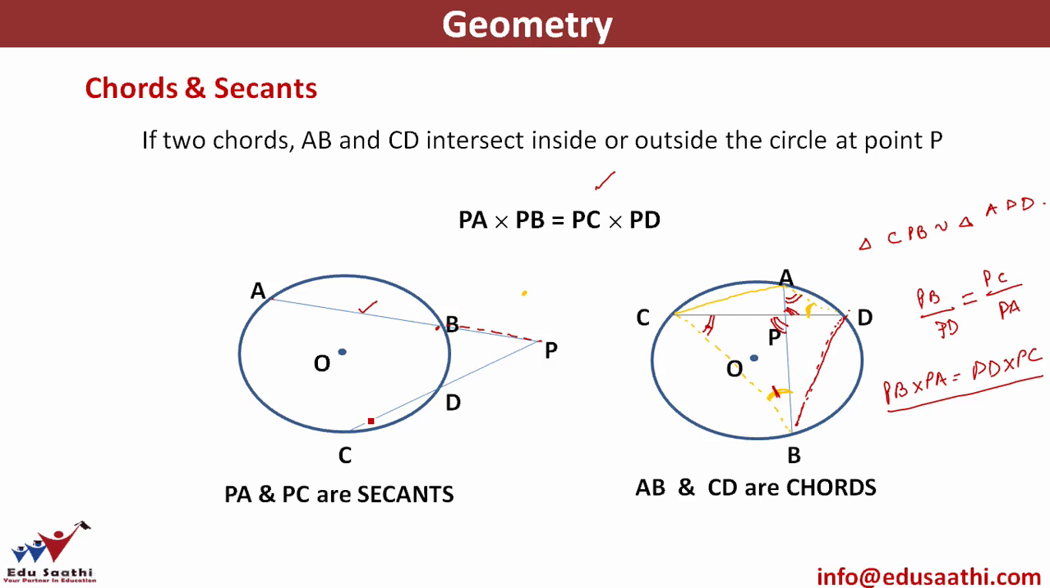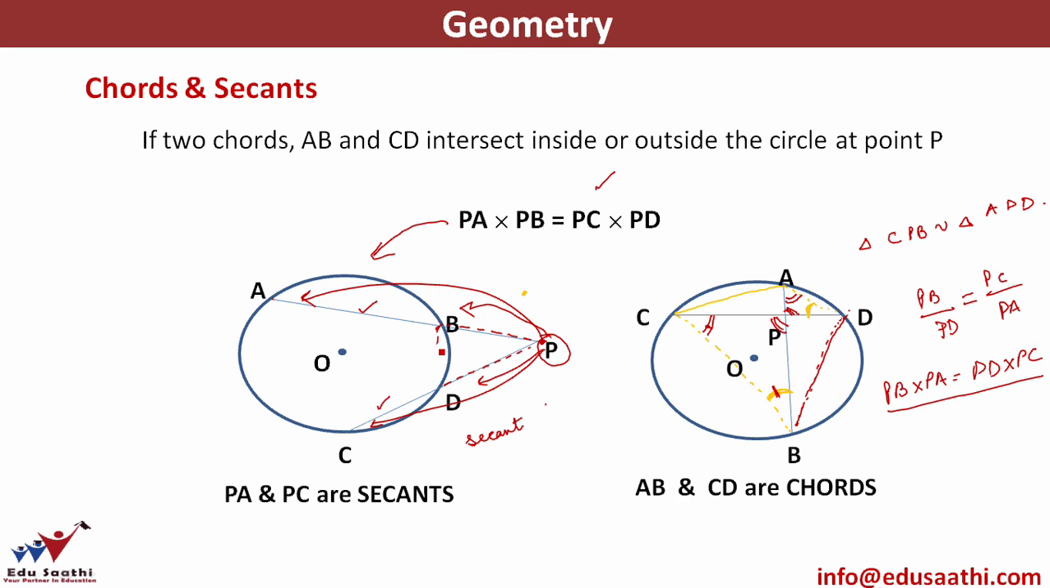So if you look at AB and CD, they are the 2 chords which are not intersecting inside the circle. However, once extended, they intersect outside the circle at the point P. Here, AP and PC will be known as secants of the circle. The property that we have applied to chords can also be extended to secants. The properties from the point of intersection move to the 2 points on the circumference of the circle. So it will be PB into PA equals to PD into PC.